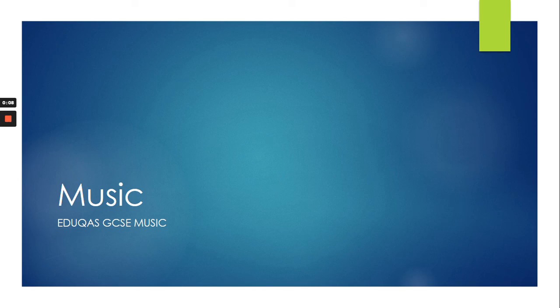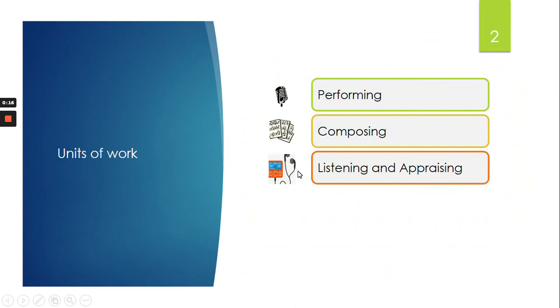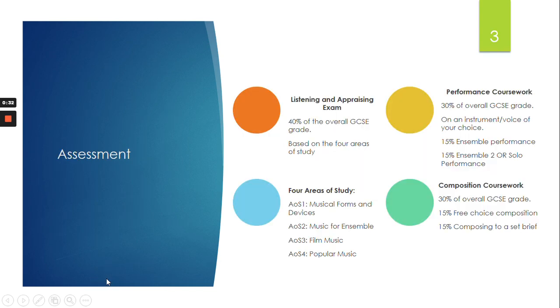The exam board that we follow at Ragate School is EDUQAS GCSE Music. There are 3 main units of work, although this is a linear course which results in one final grade. 30% is performing, 30% composing, and 40% listening and appraising.